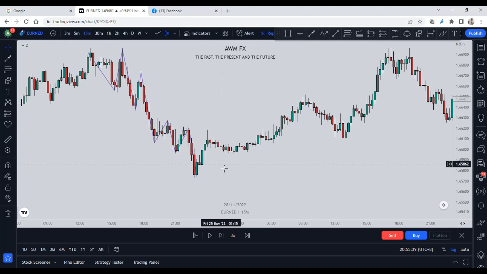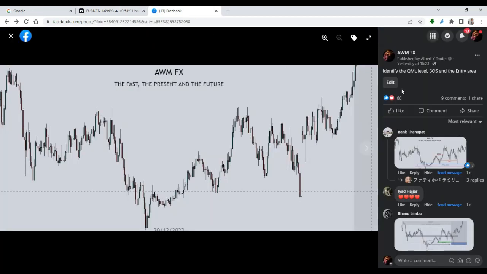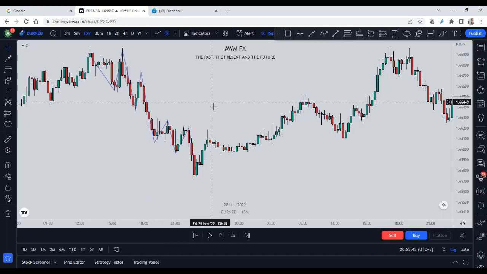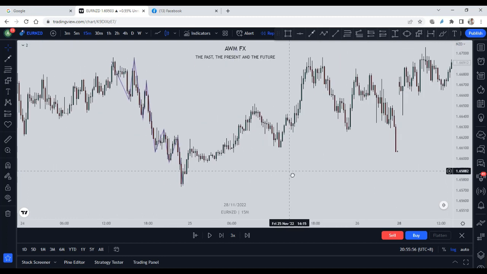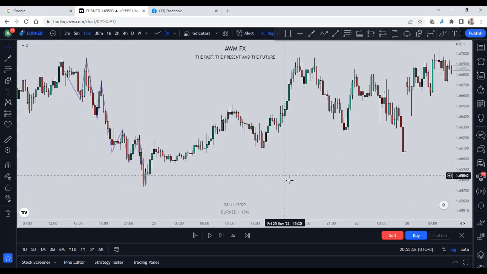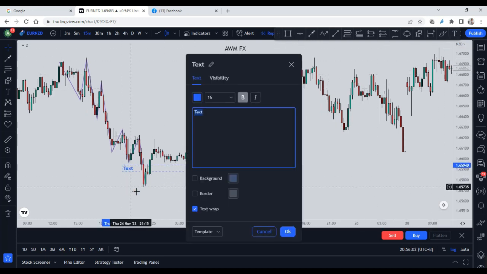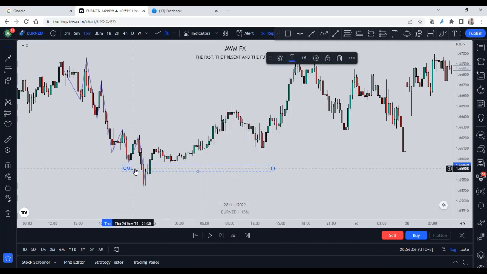I asked the question: where is the QML level, where's the break of structure, and where's the entry level? This is extremely important, because if you're unable to identify the QML, it's useless. So where is the QML level? If you follow the trail step by step, it was right here.